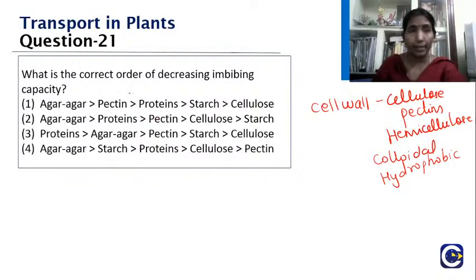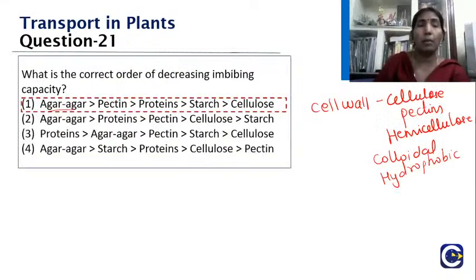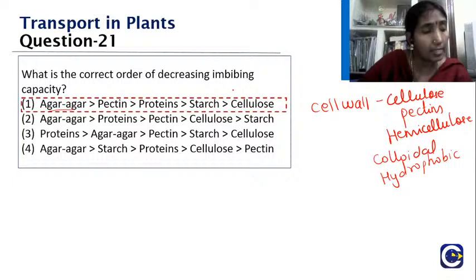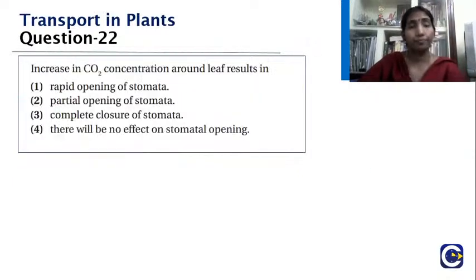So you can see that in imbibition, agar is supposed to be the most potent. In the order of decreasing, when you see that agar has the most, then comes pectin, then comes protein, then starch. So this is the order in which the imbibing capacity is placed in the plant. Okay students, are you able to follow? Yes. Trisha has given the right answer. Excellent ma. Akshaya also. Very good. We'll go to the next question.